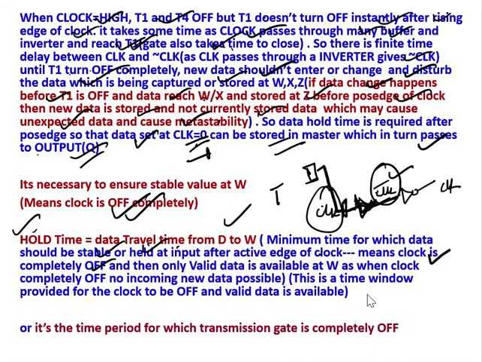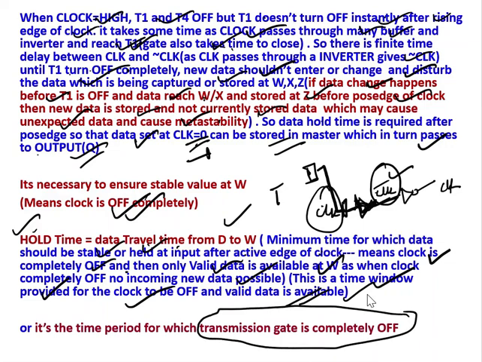So it means the clock is completely off, and only when completely off is valid data available at W, as when the clock is completely off, no incoming new data is possible. So this whole time is the time window provided by the device manufacturer for the clock to be completely off and valid data to be available. Or we can say it is the time period for which the transmission gate is completely off, because when the transmission gate is completely off, there will be valid data available at W. Okay.